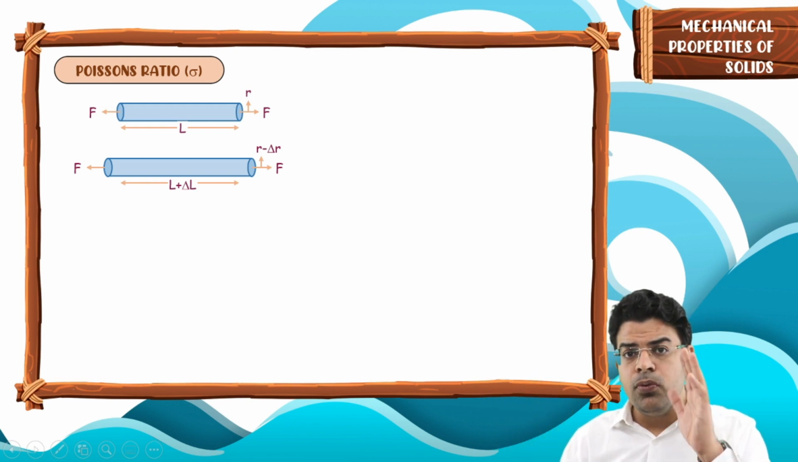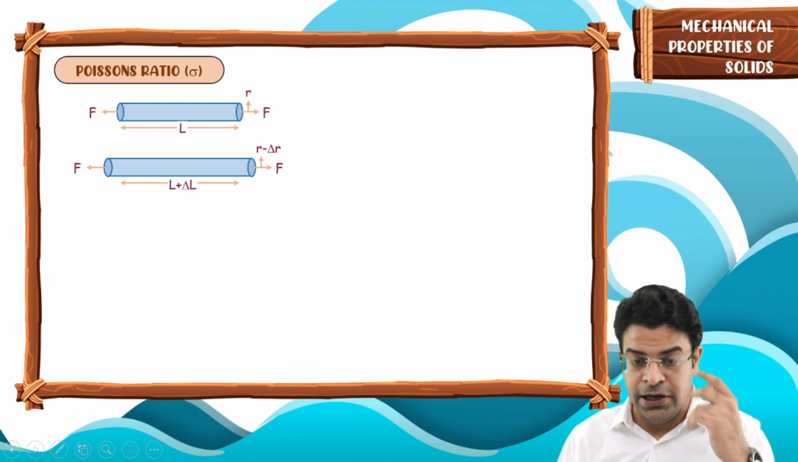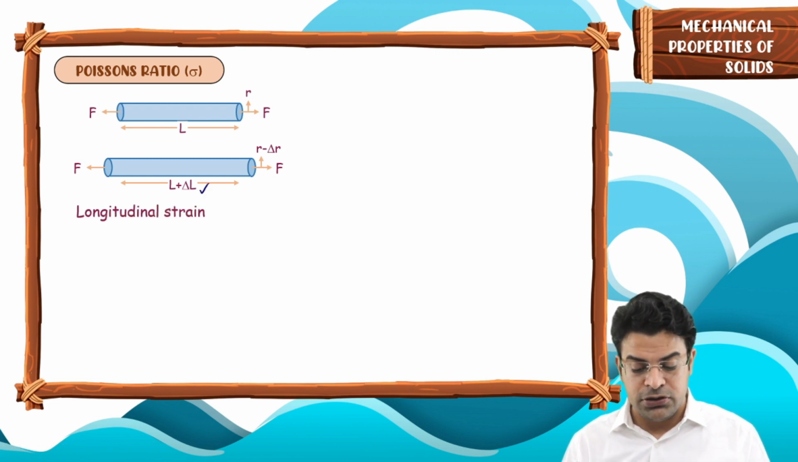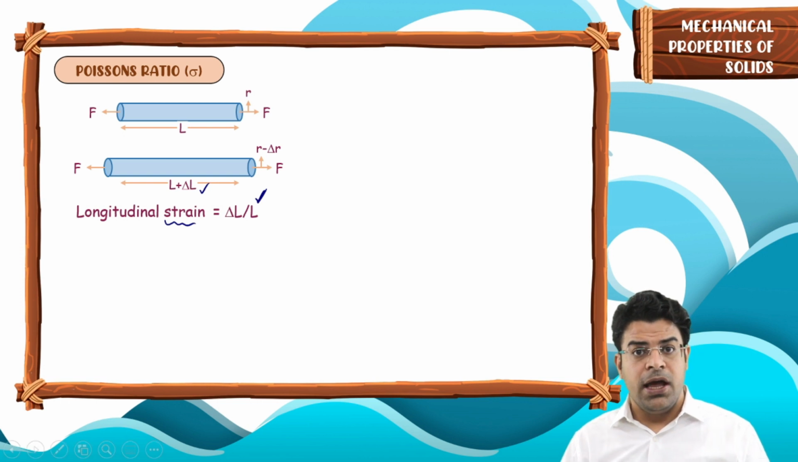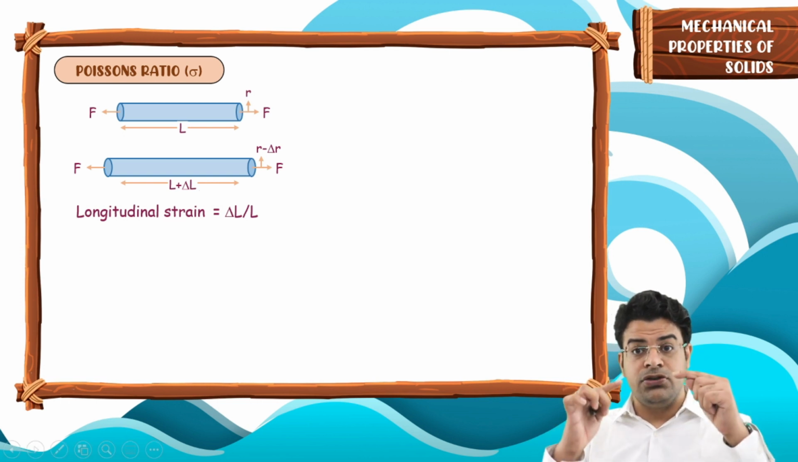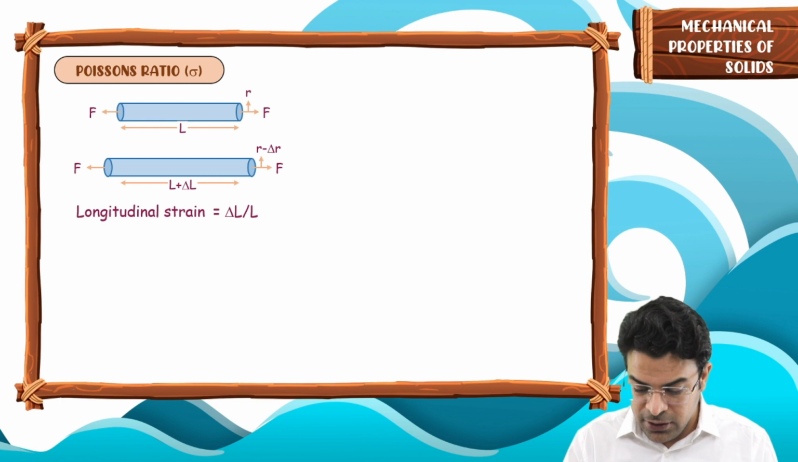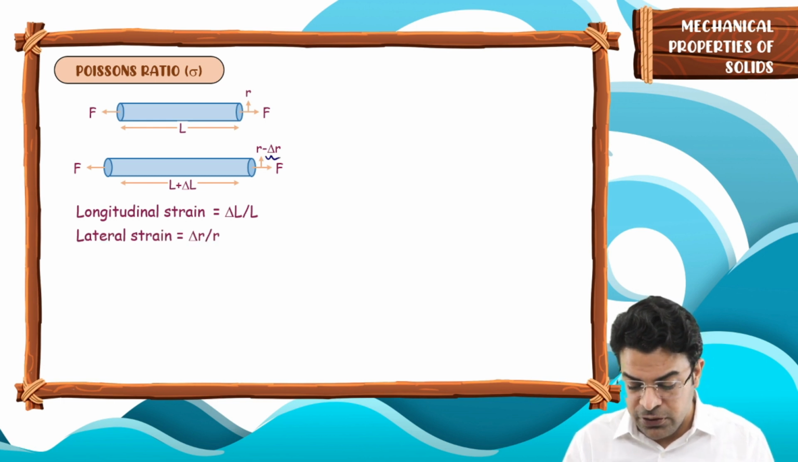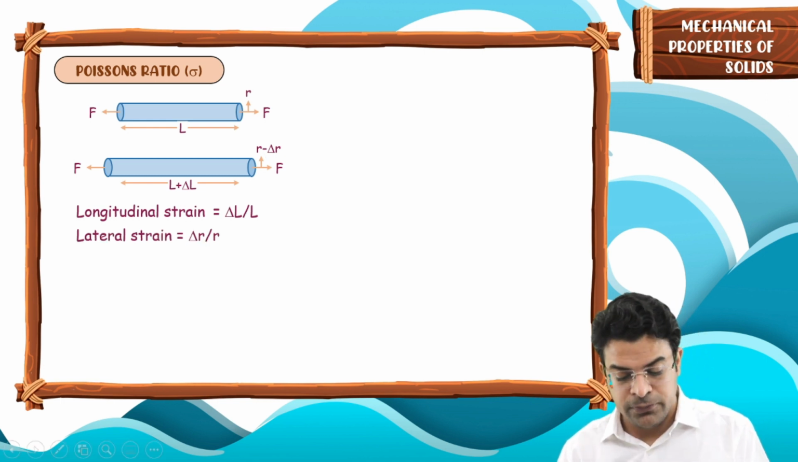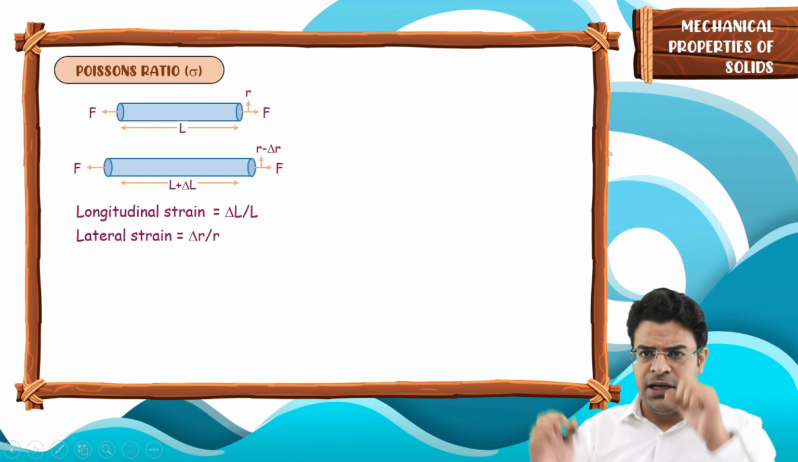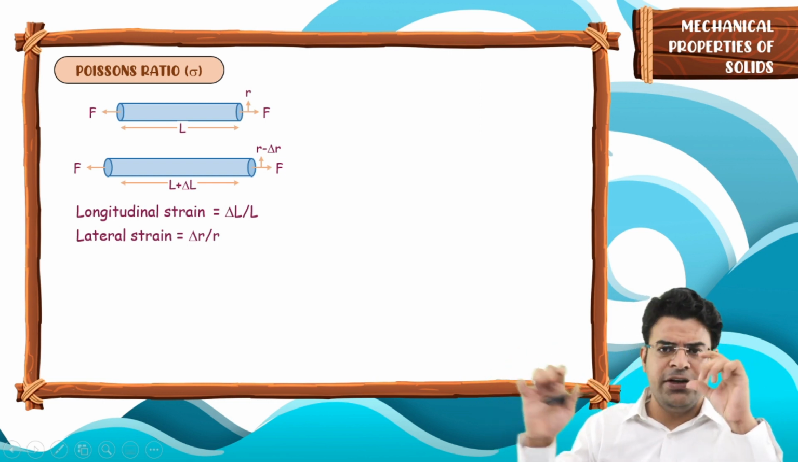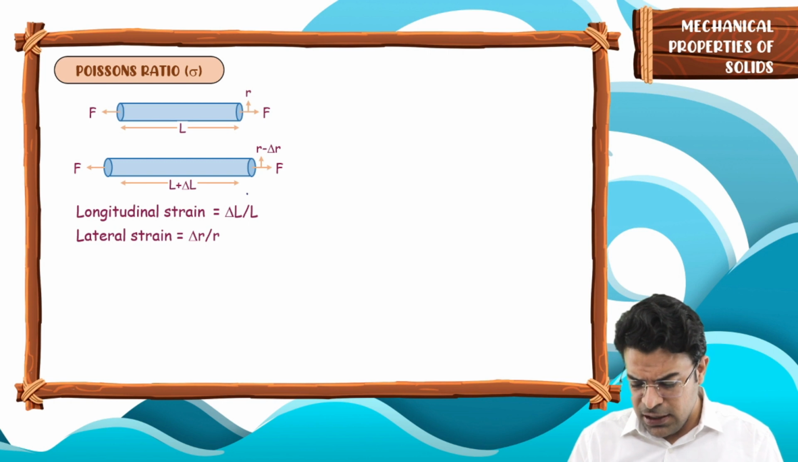Here we say two types of strains are created. There is something called longitudinal strain. The longitudinal strain created will be equal to delta L by L. And there will also be a lateral strain. The lateral strain will be equal to the change in radius upon the original radius. Isn't it obvious if the length increases, the radius will decrease? So if delta L is positive, then delta R will be negative.